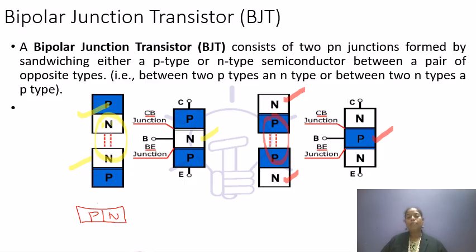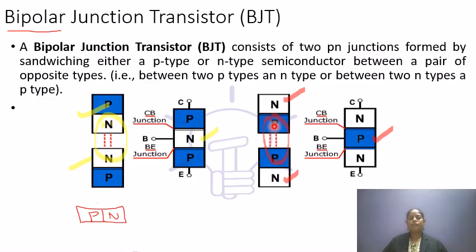So it is called a bipolar junction transistor. The meaning of bipolar is that it can have either positive or negative. It consists of two PN junctions formed by sandwiching either a P type, as in this case, or an N type, as in this case, between a pair of opposite types, between two N types or two P types. So it is very clear now.